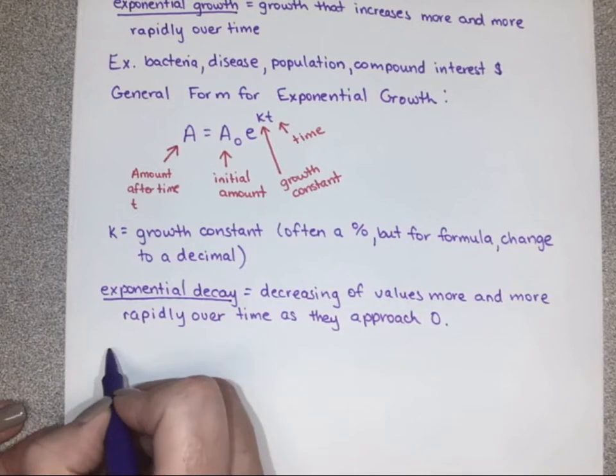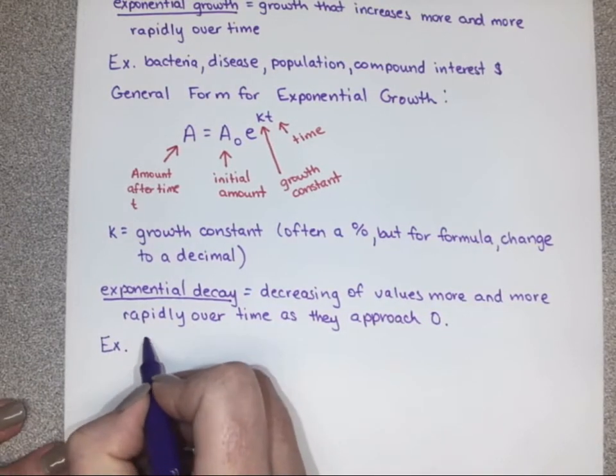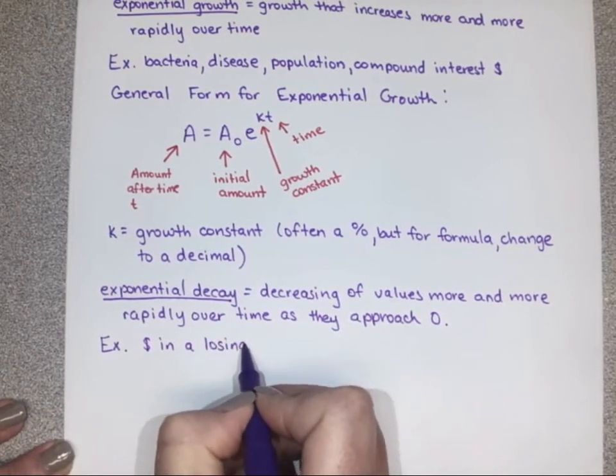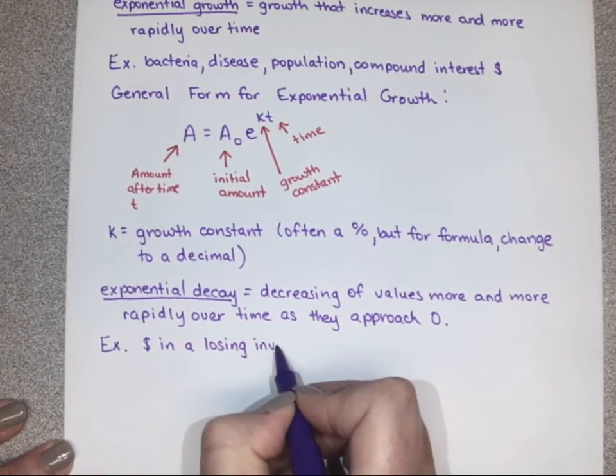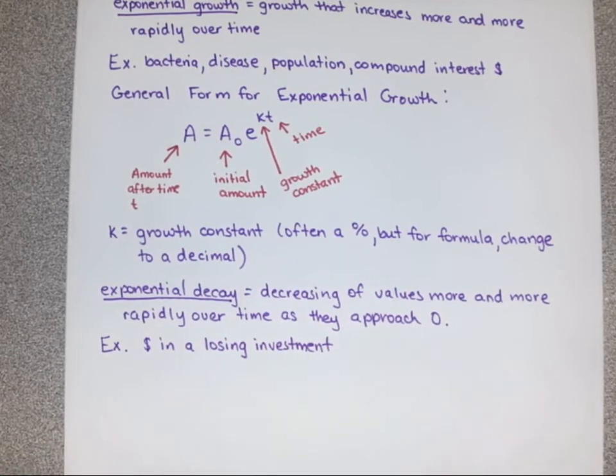So let's look at some examples of things that exponentially decay. Unfortunately, if you don't have a winning investment, you can lose all your money in the stock market, right? So money in a losing investment will continue to decline until you have how much left in your account? Zero, right? That's the gamble with the stock market or with investments.